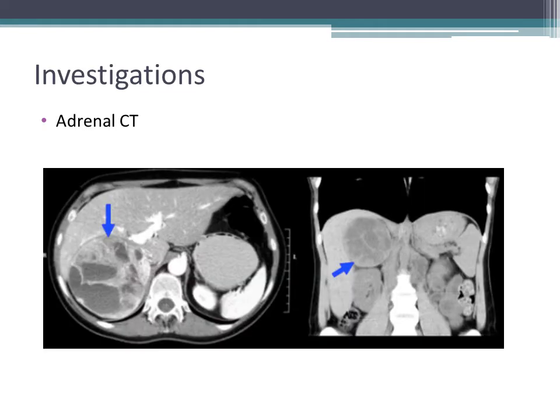Here is an example of a large adrenal mass pointed to by this blue arrow on the left-hand side, and you can see that there are areas of hemorrhage or necrosis in that big tumor, and in the axial cuts you can see it on the right-hand side, close to the liver. The best modality for imaging of any adrenal mass is abdominal CT, and we typically specify to the radiologist that we would like this abdominal CT to be done with and without contrast, following the adrenal protocol.